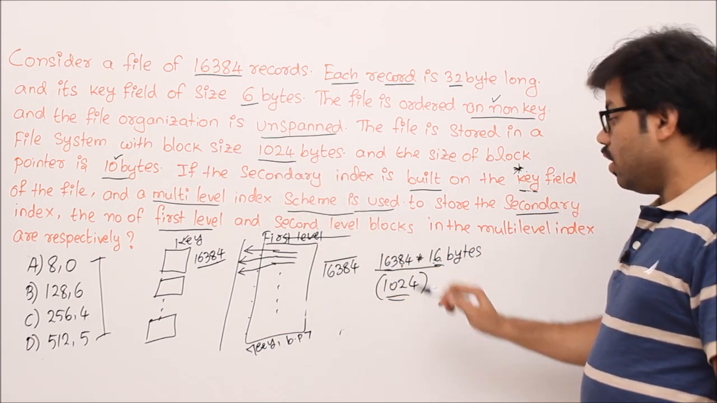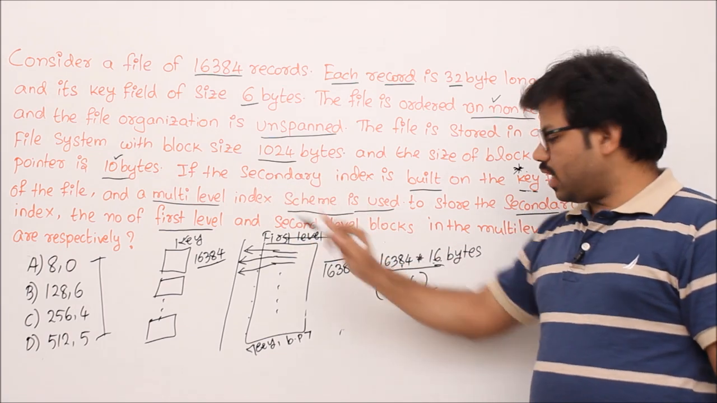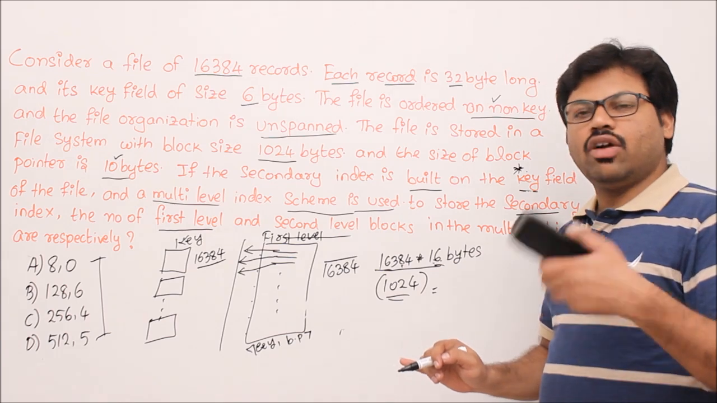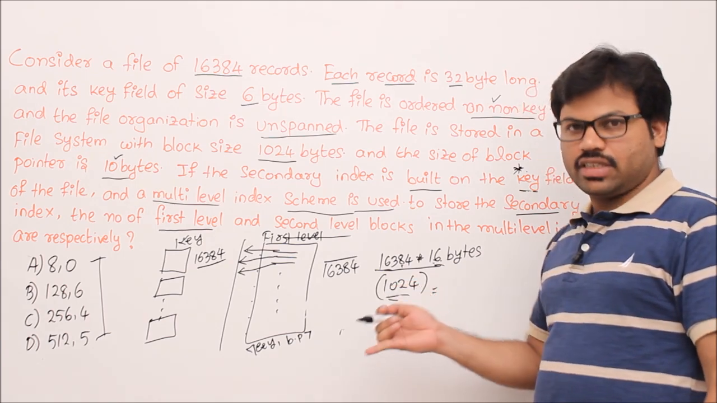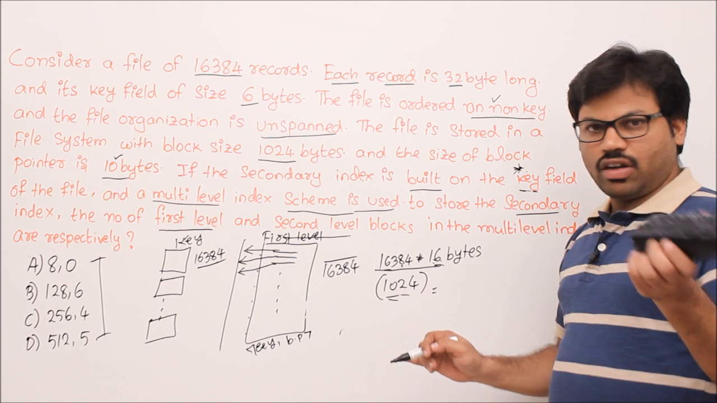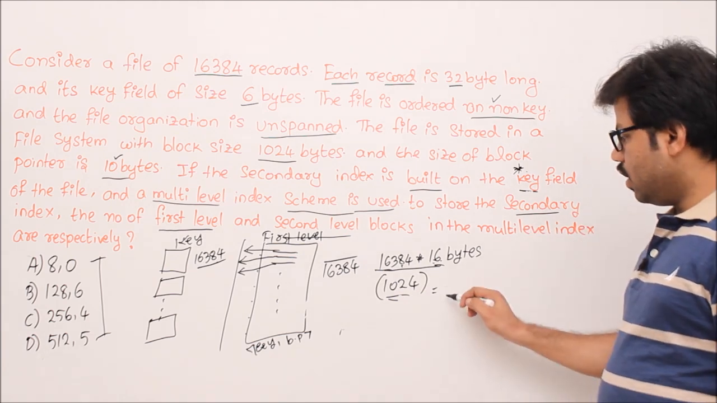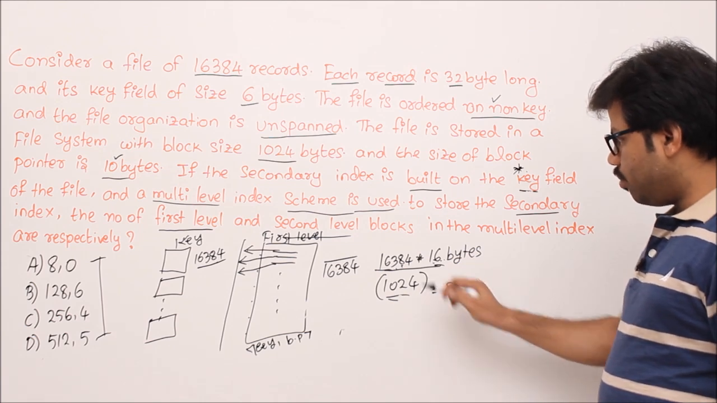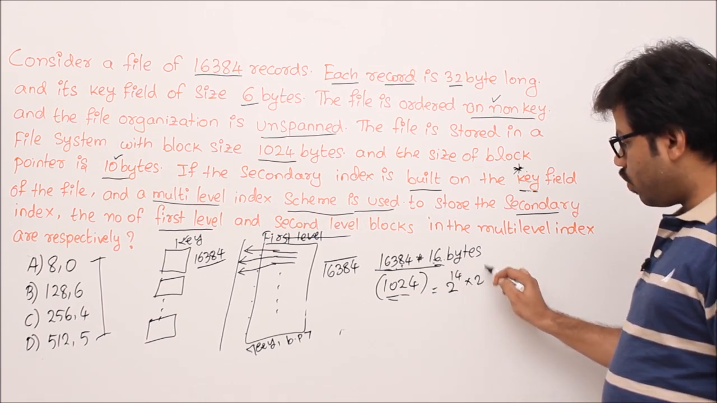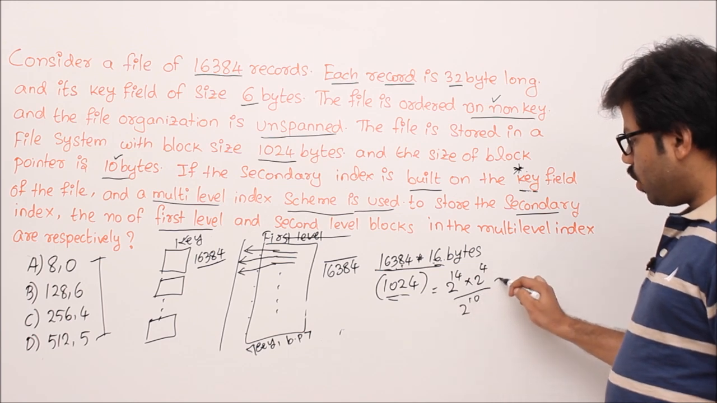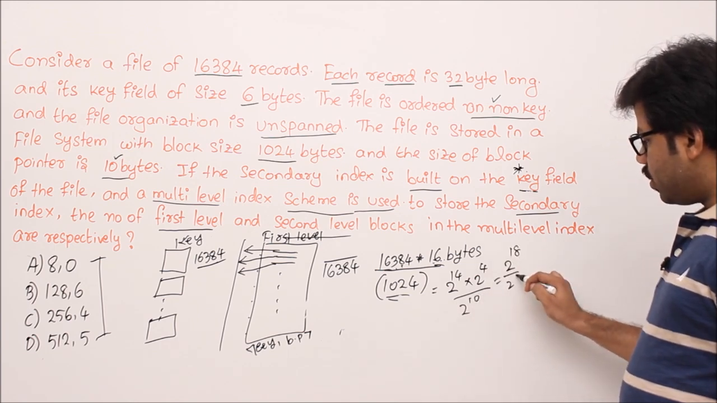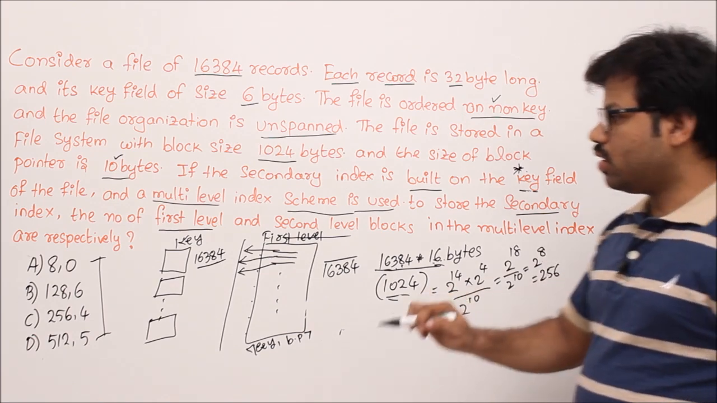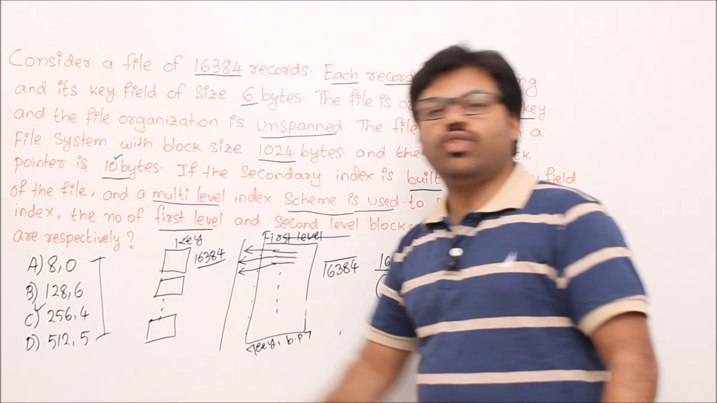Remember one thing, simply calculate the effective block size, whatever the organization is. If it is spanned organization, directly we write the original block size. If it is unspanned organization, then we have to use the effective block size, because we are wasting some space. Already I taught you how to calculate the effective block size. So it would be 16,384 times 16 divided by 1024. If I simplify it, it is 2^14 times 2^4 divided by 2^10, which is 2^18 by 2^10, which is 2^8, which is 256. I got the answer here, option C, 256.